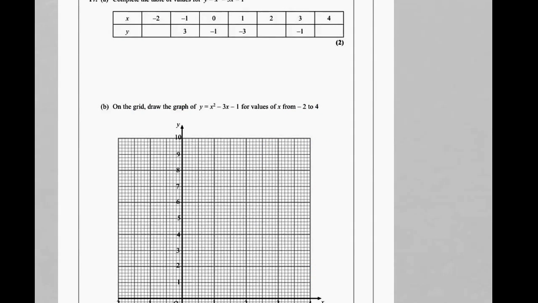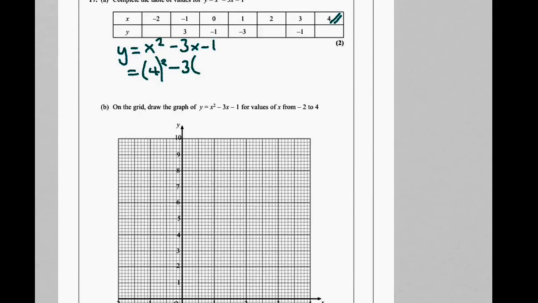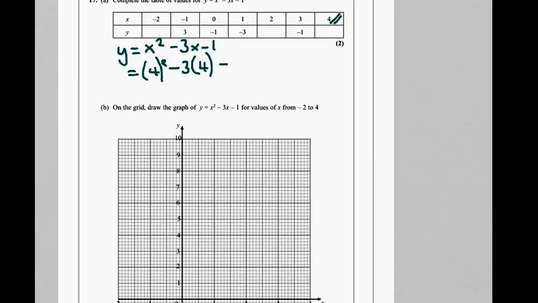Question 17. Complete the table of values for y equals x squared minus 3x minus 1. Okay, so to get my y values, I need to square my x value, take away 3 lots of the x value, and take away 1. So first of all, I'm going to deal with 4. So I want 4 squared, take away 3 lots of 4, take away 1.